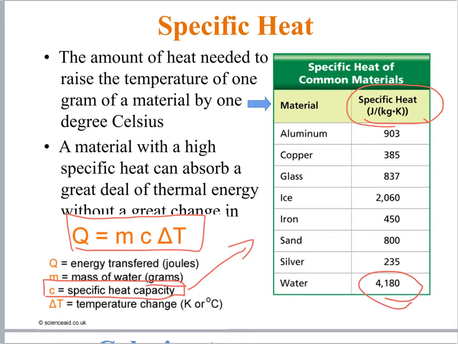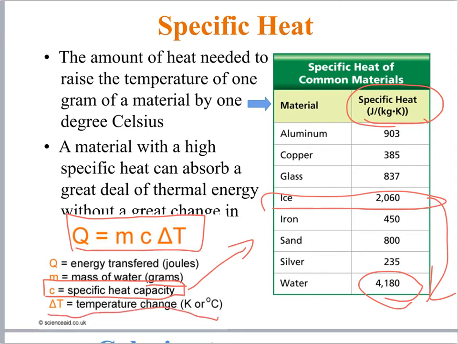So for aluminum, that is 903 joules per kilogram times Kelvin. Copper, 385, ice, 2060. Here's something to think about. Ice. Why is ice and water different? That's a good A-level question. I wonder why that is. See if you can figure that out. Let me know.